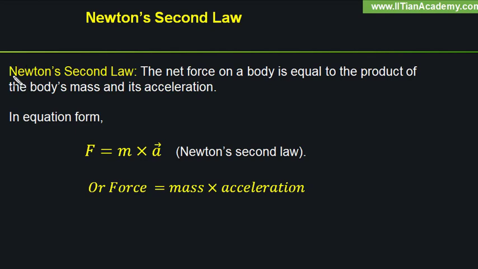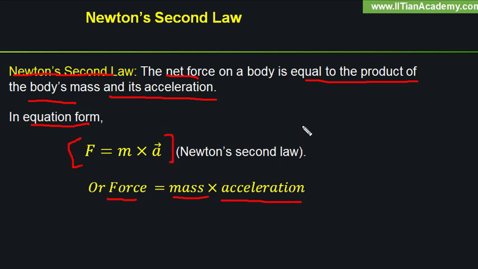Newton's second law: the net force on a body is equal to the product of the body's mass and its acceleration. In equation form, force equals mass times acceleration. So this is just a recap of Newton's second law of motion again. Why am I telling this again and again? So that it goes into your brain and stays there. Force is equal to mass into acceleration, with direction, as both are vectors.